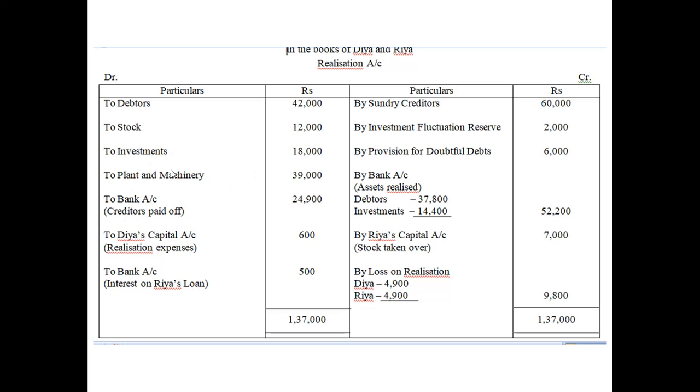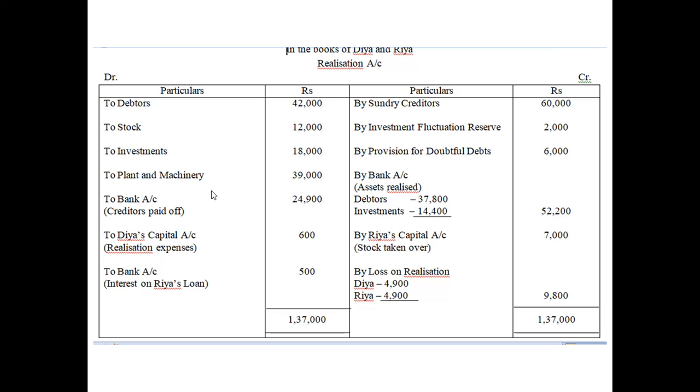And remember, if any asset is used as a payment to pay off our liability, its entry will not be there. We will not pass the entry for that. We are making the payment to creditors by giving plant and machinery, but its entry will not be passed. Now after that we have Ria's loan, which will be paid afterwards. Don't worry about it.